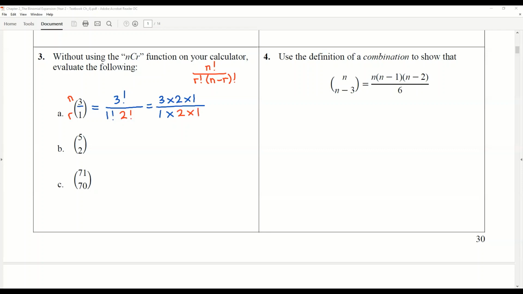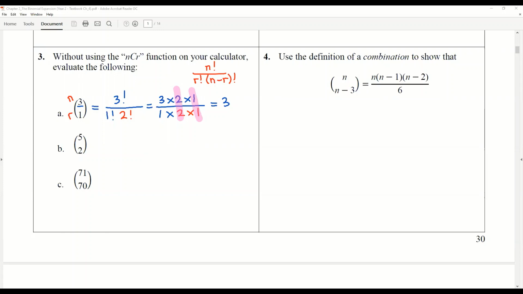There is a nice property of factorials we'll get into in a minute, but you'll notice that there is some very nice cancellation. So the 2's cancel and the 1's cancel, and quite clearly you can see you're going to get just 3 over 1, which is 3. Okay, so that's that one done.